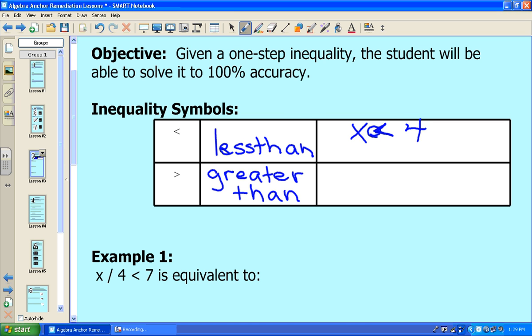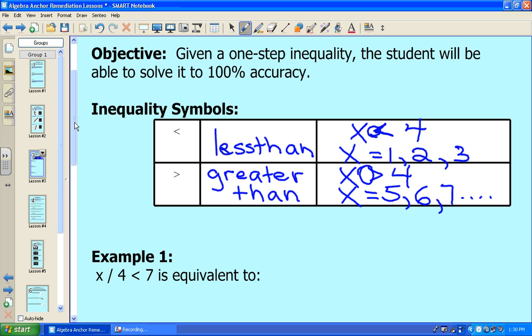Okay, and an example of what x could be: 1, 2, 3, any number that's less than 4 is what x could be. The opposite is the greater than sign. If I said instead x is greater than 4, that means that x could equal 5, 6, 7, etc. Okay? The bigger end of the greater than sign is facing the x. That means all those numbers are greater than the 4. Okay, now let's go to some examples.